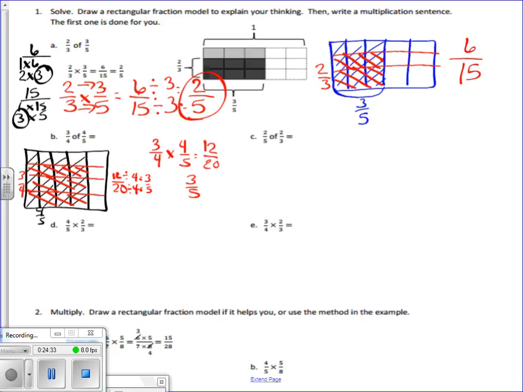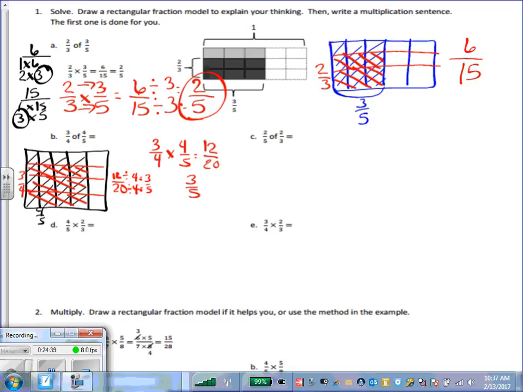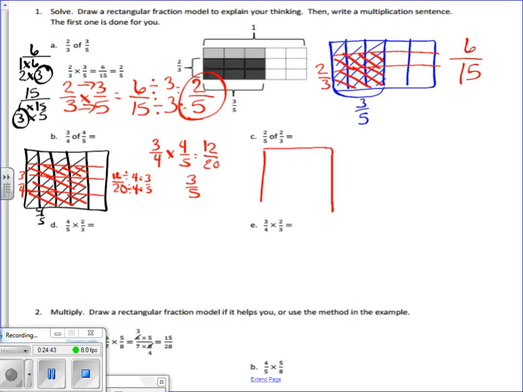So I want you to do C, D, and E. 2/5 of 2/3. So put this in thirds. Color in 2.